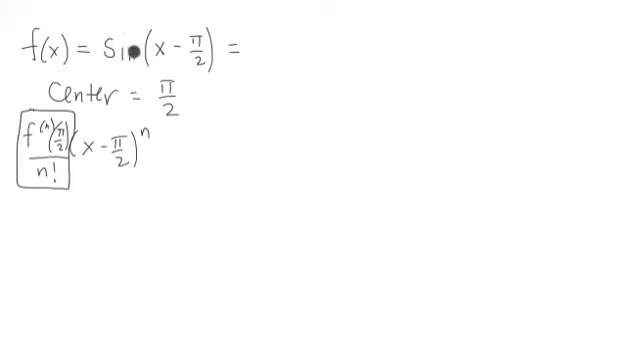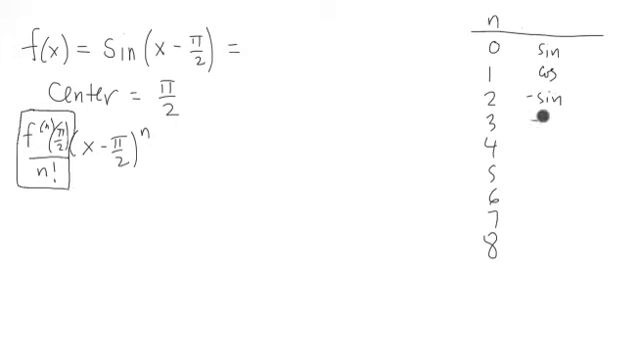What are the derivatives of sine? Let's think about that for a minute, because this is the nth derivative. So let's run through the derivatives of sine. We take n as 0, 1, 2, 3, 4, 5, 6, 7. 0 means you haven't taken any derivative. We're just looking for a pattern. And here we start with sine, then we go to cosine, negative sine, negative cosine, sine, and it repeats, cosine, and so forth.